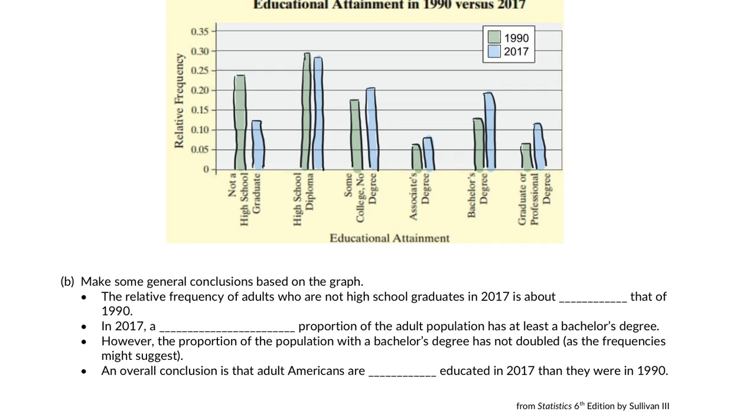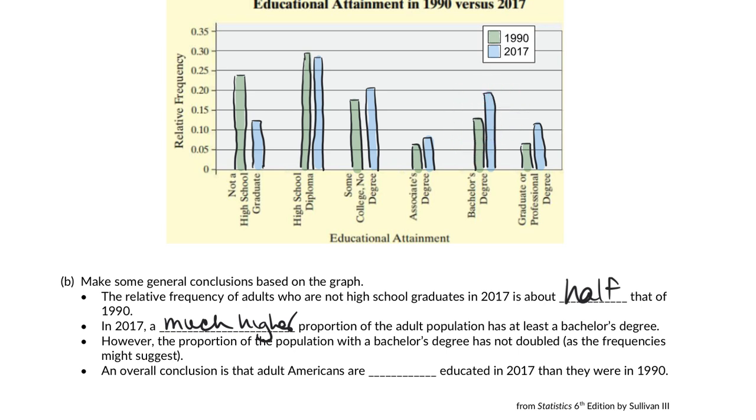Some of the general conclusions: the relative frequency of adults who were not high school graduates in 2017 is about how much of this one? If you were to estimate it, about half. In 2017, a blank proportion of the adult population has at least a bachelor's degree. I would just say a much higher proportion. Because look at this difference. We have a much higher proportion in 2017 in bachelor's degree than we did in 1990.